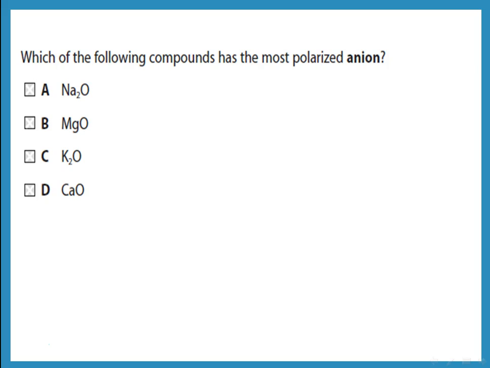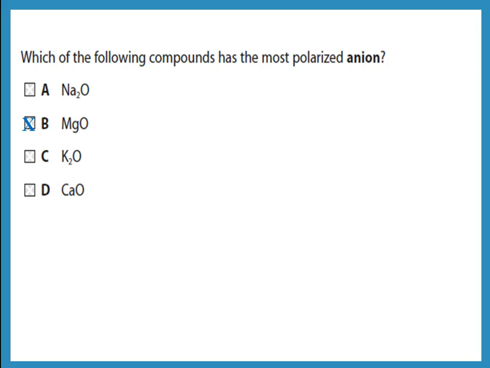So which of the following compounds has the most polarized anion? Again, to have a most polarized anion, all the anions here are oxygen. So you are comparing the cations. You need a cation that is small with higher charge. So which of these is small with higher charge? So that is magnesium.